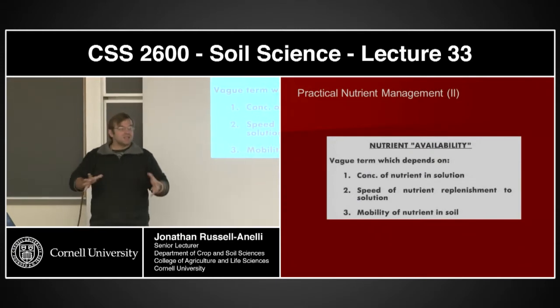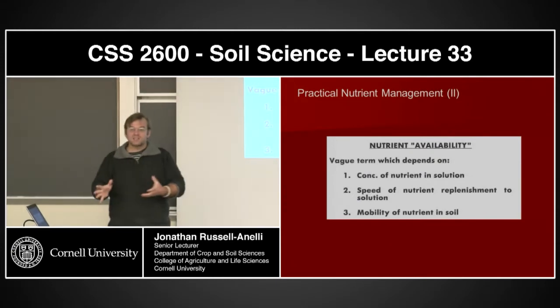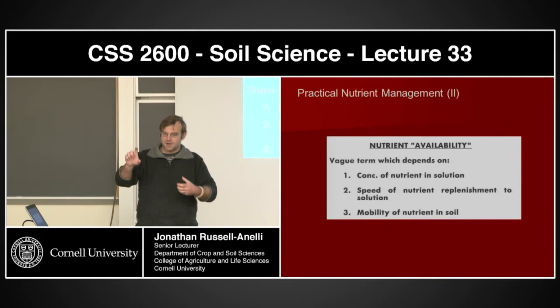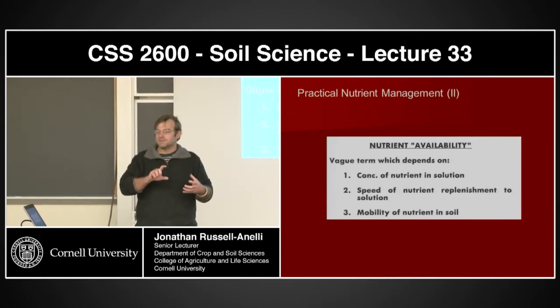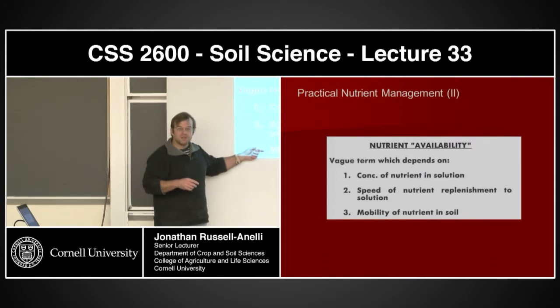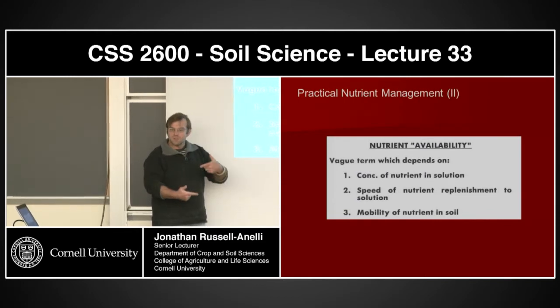Last lecture, we talked about mass flow versus concentration gradients. That has a huge impact on this mobility. And the solubility of those nutrients or ions in turn has a huge effect on the mobility. They're playing back to each other.